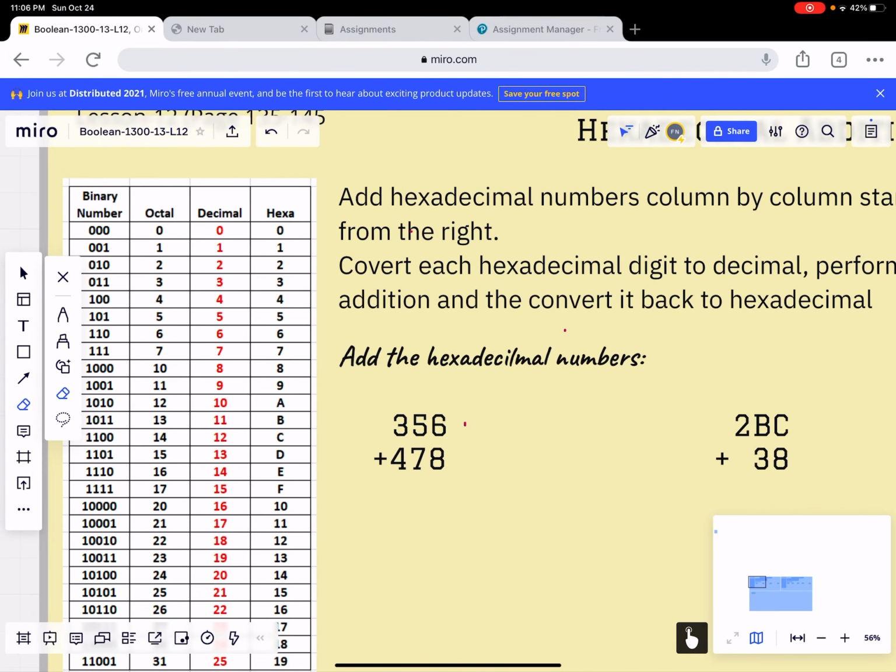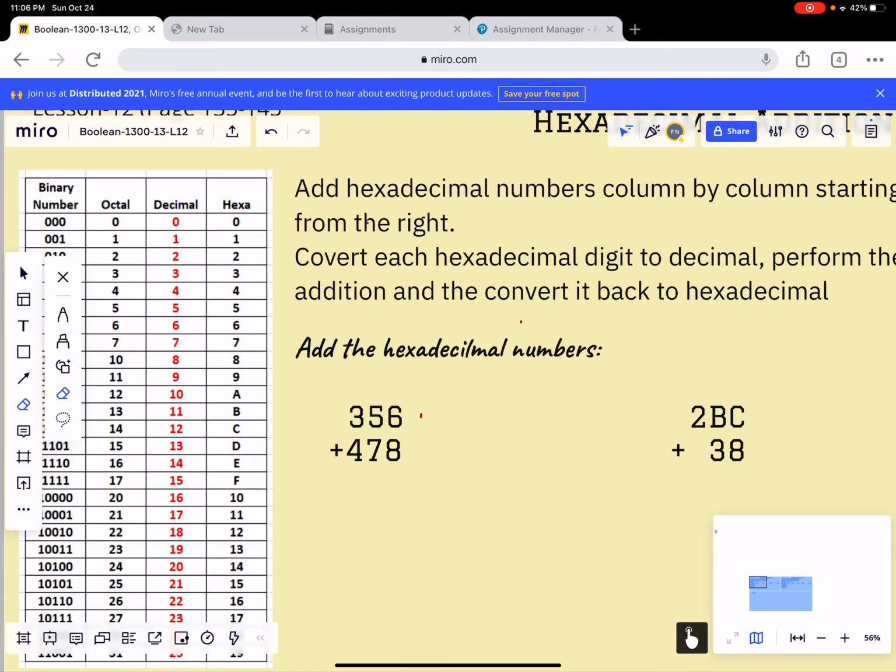In order to add hexadecimal numbers, we do the same thing as with decimal numbers. You line them up together, column by column, and then you work from the right to your left. First, you need to convert each hexadecimal digit to decimal. After you perform the addition, then you can convert back to hexadecimal.